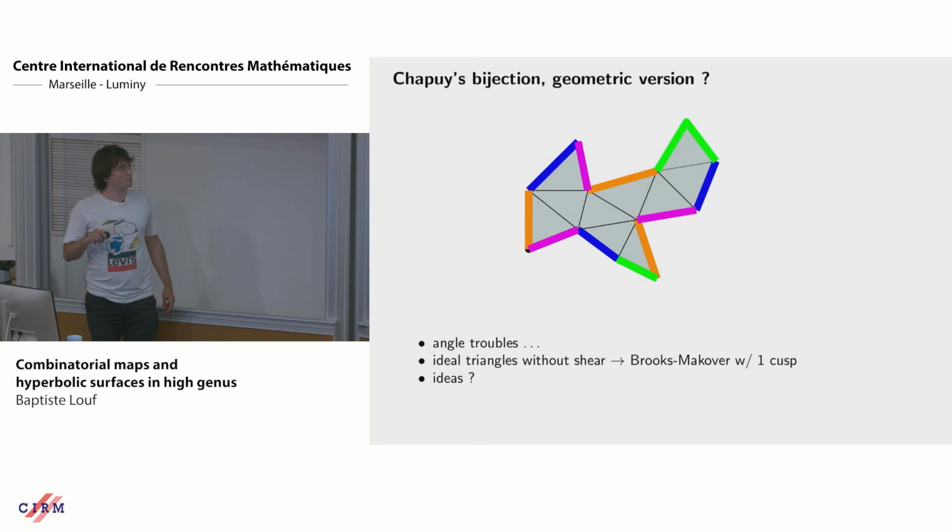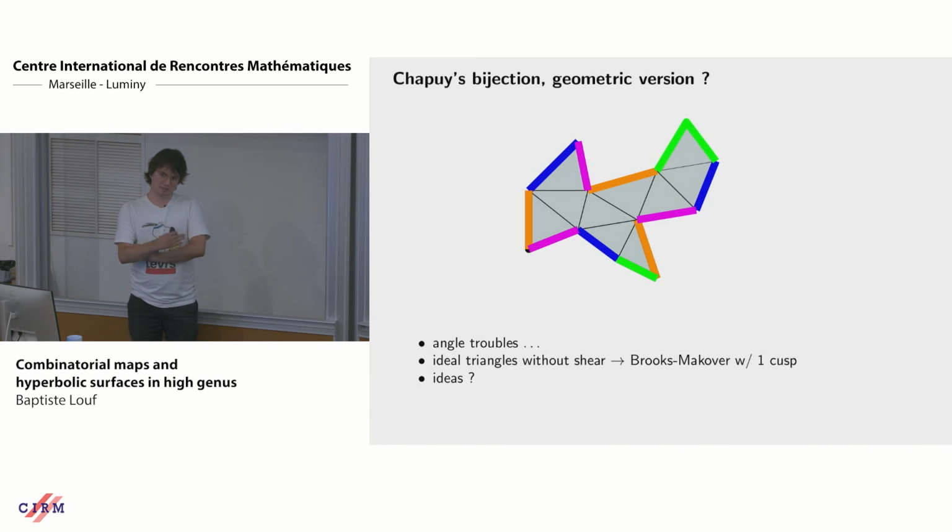So the easiest thing to do is ideal triangles without shear, so there's going to be a unique singularity because it's the dual of maps with 1 face, so it has only 1 cusp, and it's Brooks-Makover with 1 cusp. I don't know if it's helpful. I haven't investigated the subject, but I guess there are other ways to use this bijection, so maybe you have ideas. And yeah, I'm almost done. So this talk was 1 result and a lot of questions that I cannot answer, but I gave you all I could say.